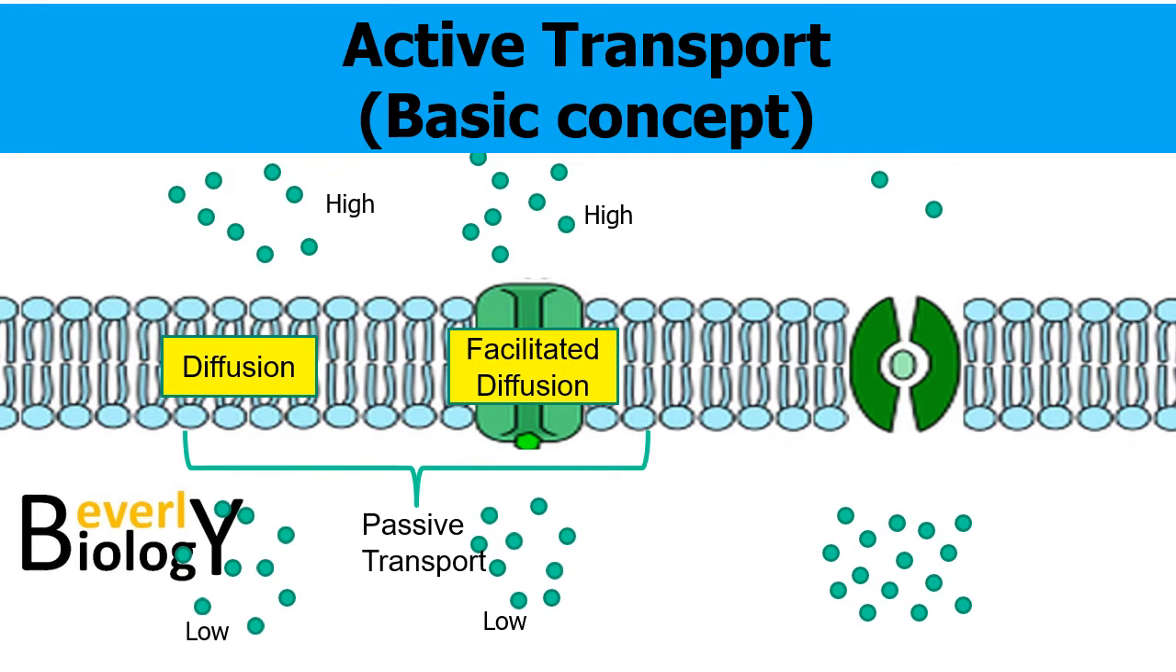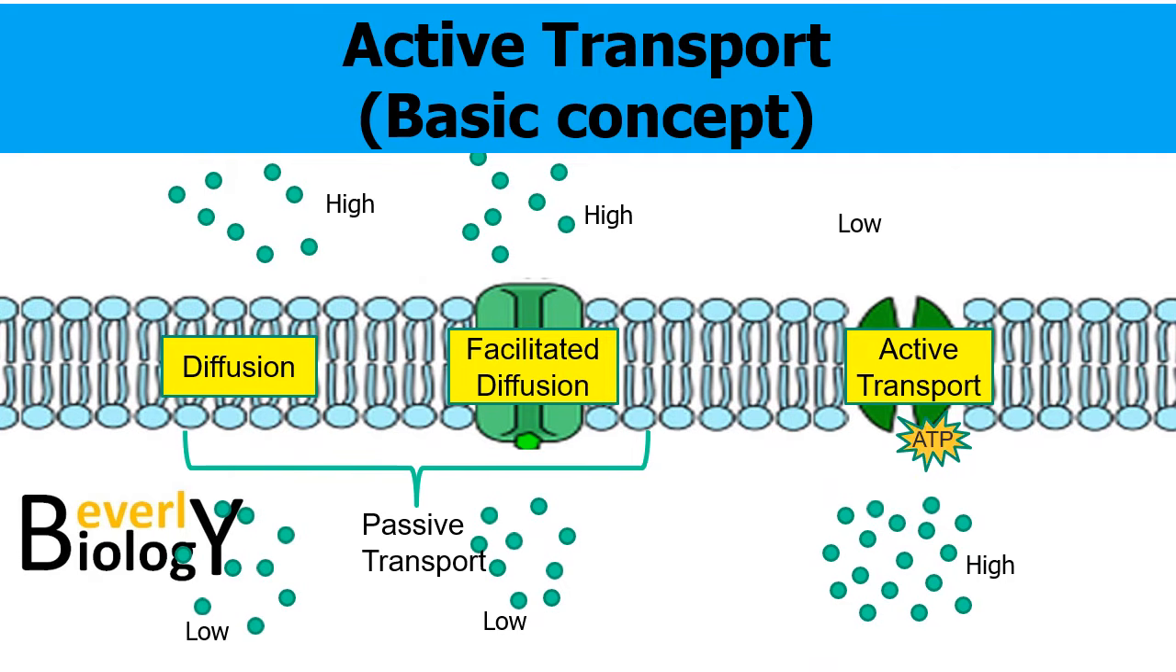On the right-hand side, let's introduce active transport. Notice a lower concentration of molecules on top and a greater concentration on the bottom. Well, with the help of ATP, molecules can be moved from the lower concentrated area to the higher concentrated area. Let's explore this in more detail.